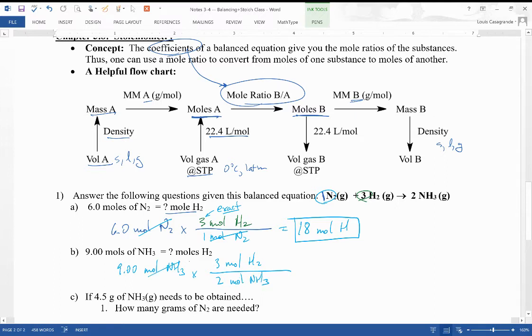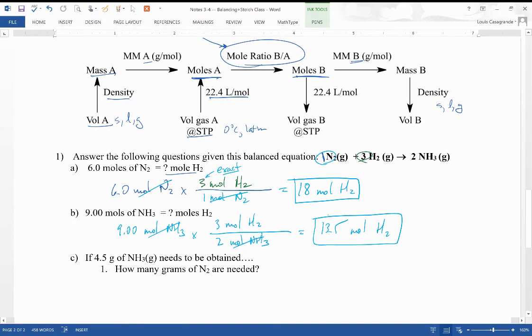And the moles of ammonia cancel out. And what do we have? 9 times 3 is 27, divided by 2 is 13.5 moles of ammonia. I'm sorry, moles of hydrogen. Moles of hydrogen, H2, I didn't put the subscript 2 up above, is needed to give us the 9 moles of ammonia.